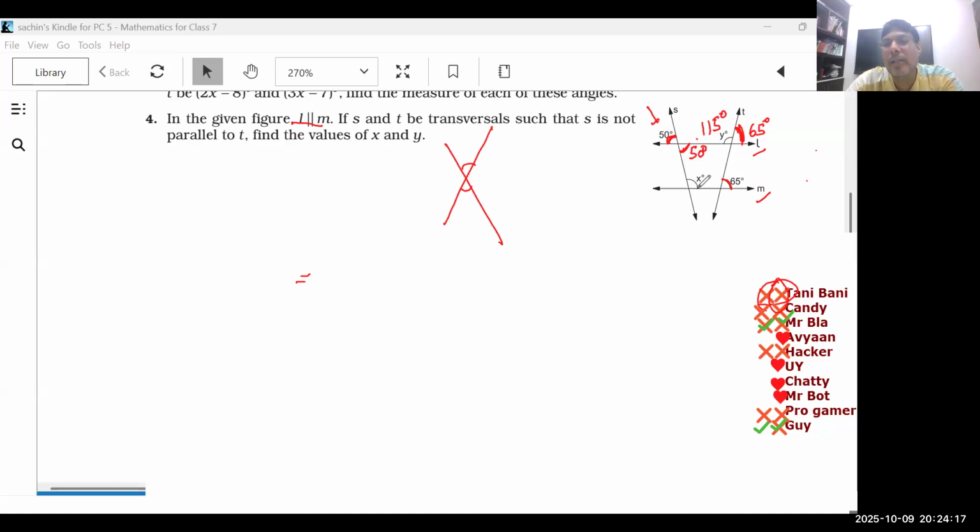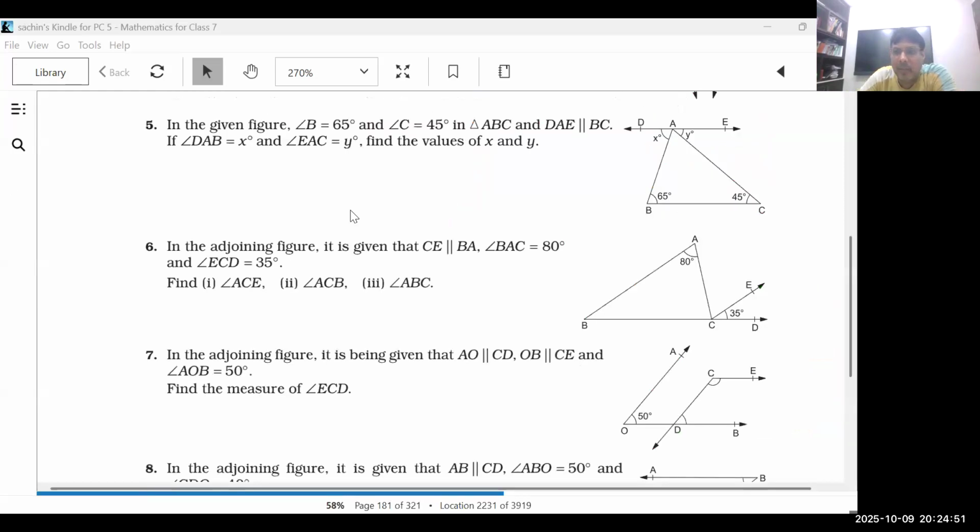Then how much will this be? Tell me quickly. 130. What's the reason? 50 plus 50 minus 360, divided by 2. Co-interior, consecutive interior angles. Both are on one side of the transversal and in the interior. So co-interior angles are supplementary. So we have to understand the reason also. Reason is very, very important, equally important. Do the fifth one.